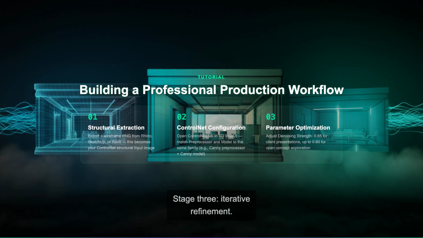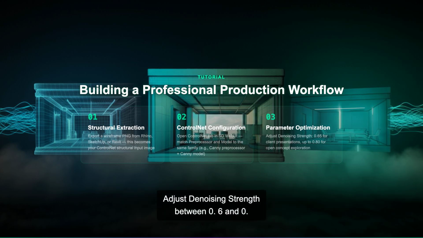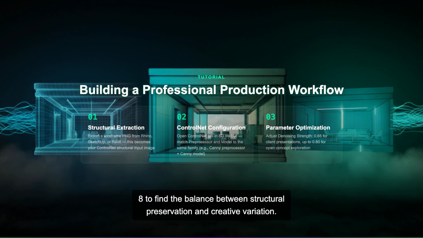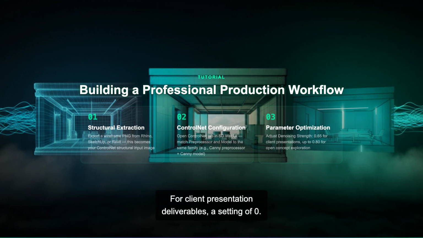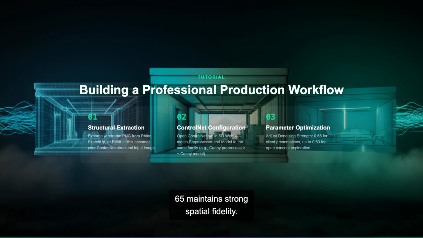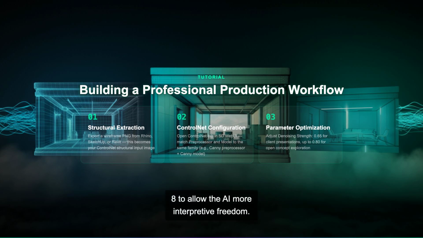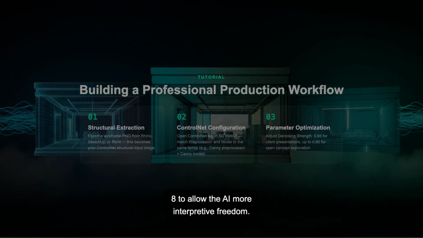Stage 3. Iterative refinement. Adjust denoising strength between 0.6 and 0.8 to find the balance between structural preservation and creative variation. For client presentation deliverables, a setting of 0.65 maintains strong spatial fidelity. For early-stage concept exploration, push toward 0.8 to allow the AI more interpretive freedom.